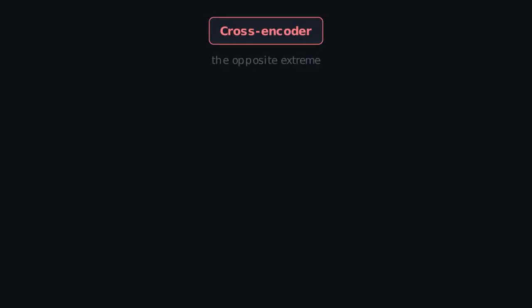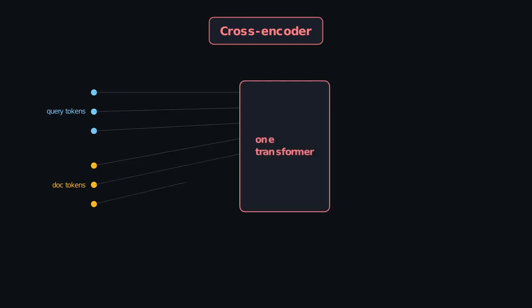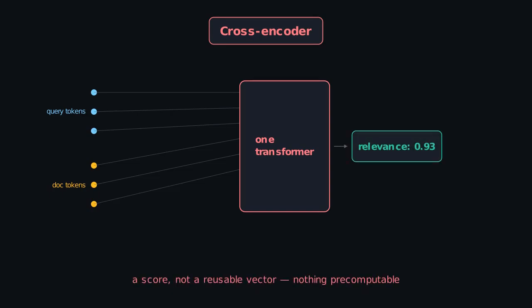The cross-encoder takes the exact opposite approach. It glues the query and the document together and feeds them through one transformer, so every query word can attend to every document word all at once. All that interaction makes it remarkably accurate, but it outputs only a relevance score, not a reusable vector, and nothing at all can be pre-computed.